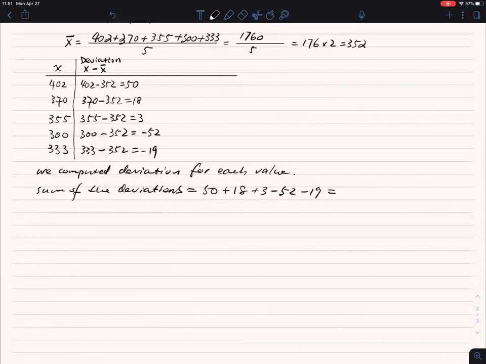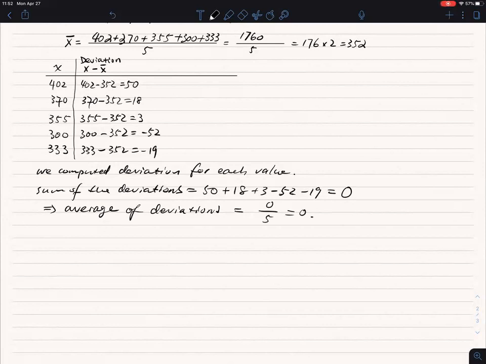It's pretty easy to see here, right? 50 minus 52, that gives you negative 2. 3 minus 2, that's 1. 1 plus 18 is 19. 19 minus 19 is 0. Right? So if you want to see the average, then this implies the average of deviations is going to be 0 over 5, which is 0.